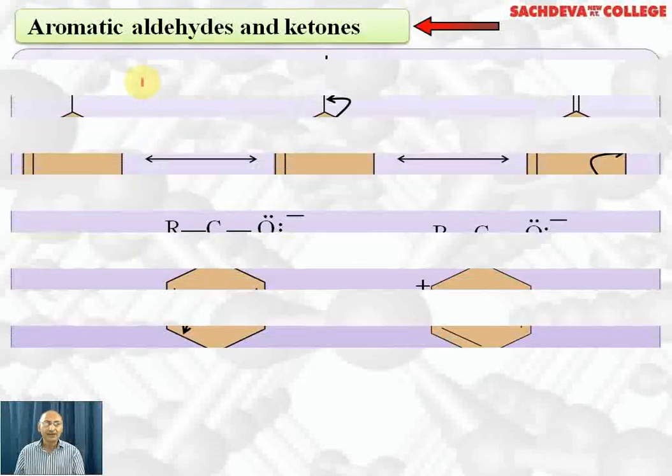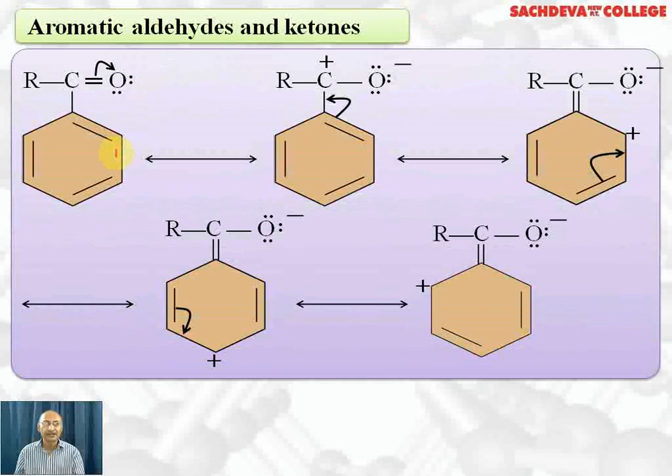Now we are taking aromatic aldehydes and ketones. First we are taking aromatic aldehydes. This is benzaldehyde. The carbonyl group is polar in nature, so it polarizes, oxygen becomes negatively charged, carbon becomes positively charged, and this pi electron shifts to form a double bond. So positive charge is removed, double bond is formed.